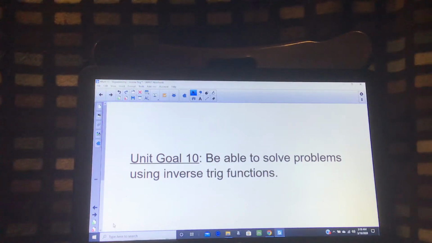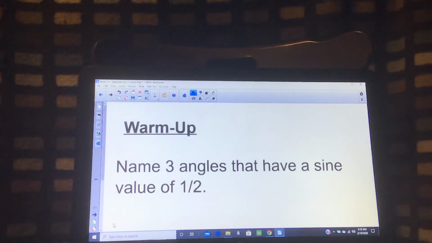So on that warm-up, if we go back, when asked, name 3 angles that have a sine of 1/2, the most obvious answer, if you know your trig, is 30 degrees. If you put it into a calculator, it will give you 30 degrees. The problem is it won't tell you the other ones. There are other answers. It just gives you the primary answer.